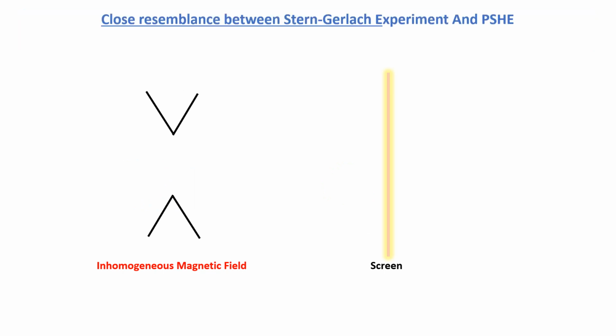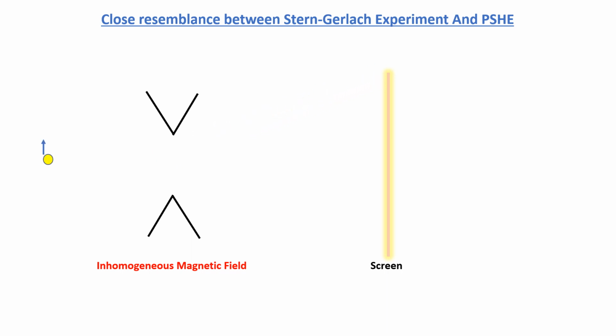There is a close resemblance between the Stern-Gerlach experiment and photonic spin Hall effect. In this illustration, we have shown the experimental setup of the Stern-Gerlach experiment. When a spin-up electron passes through an inhomogeneous magnetic field, then a force acts on this spin-up electron because of the spin of the electron.